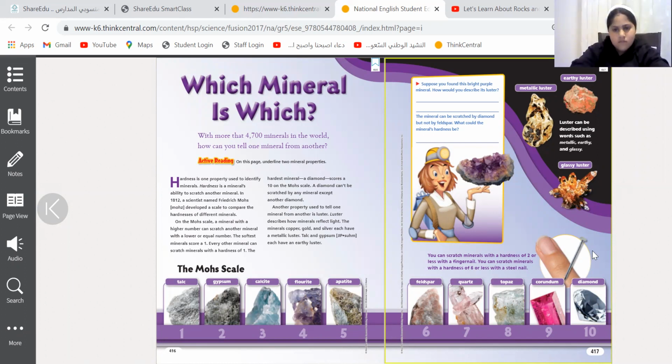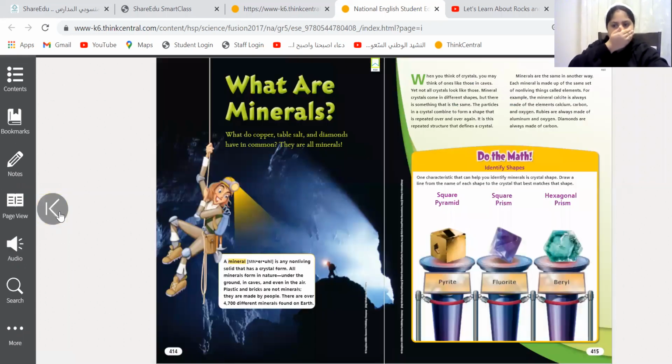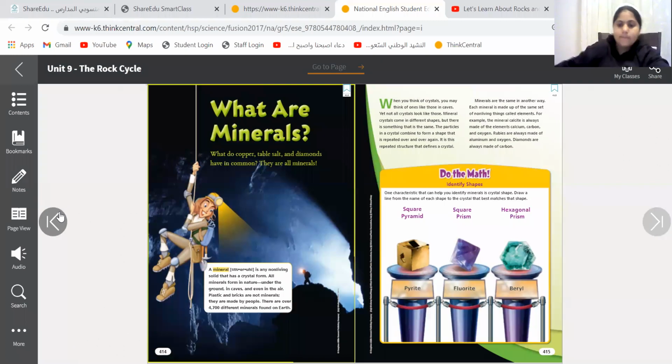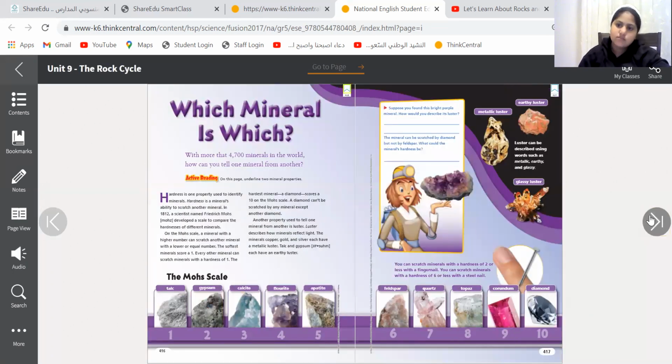So, we learned the properties of minerals and we learned the types of minerals and rocks. Do you have any questions about them? No. Are you sure? Yes. So everything is clear? Yes. Very good, very good.